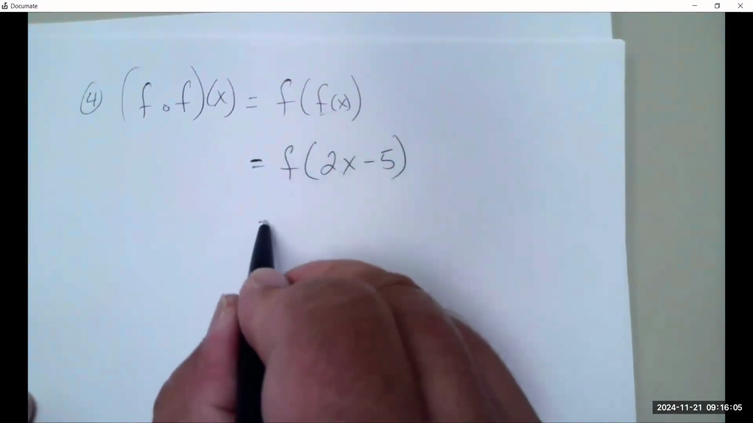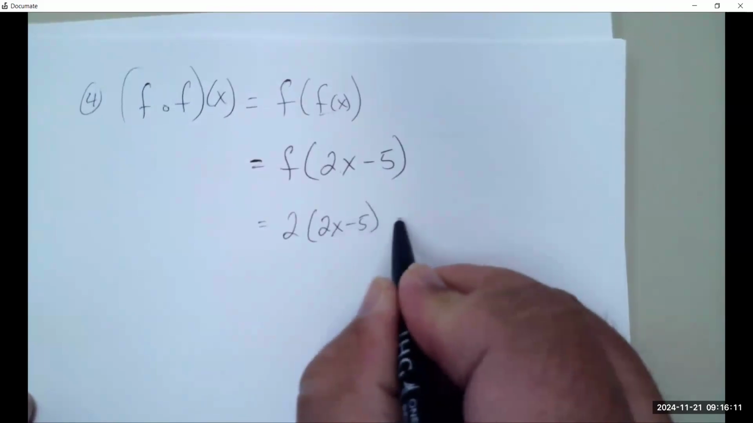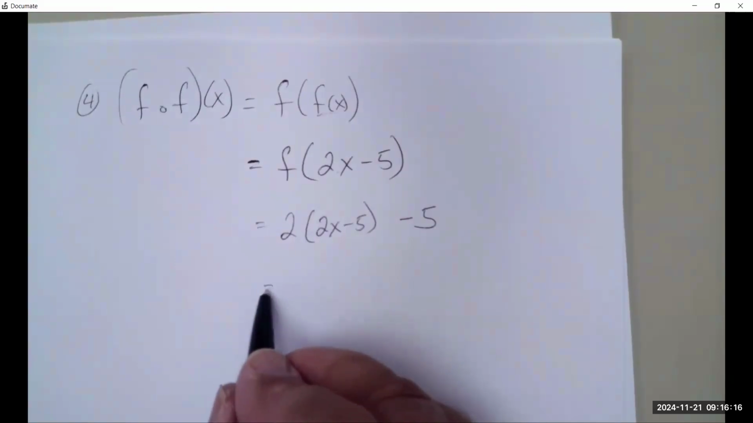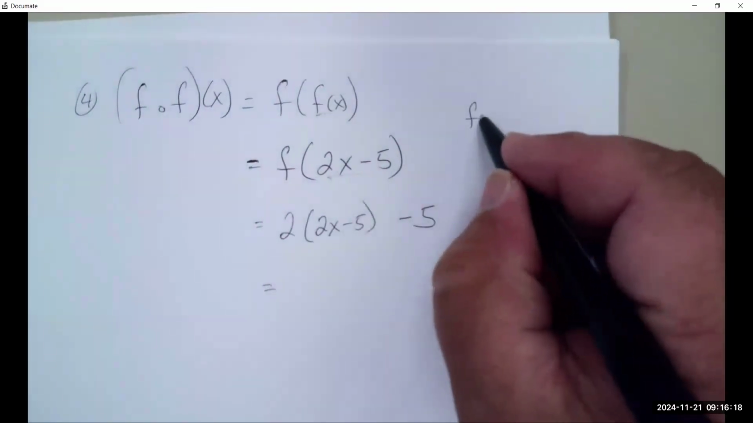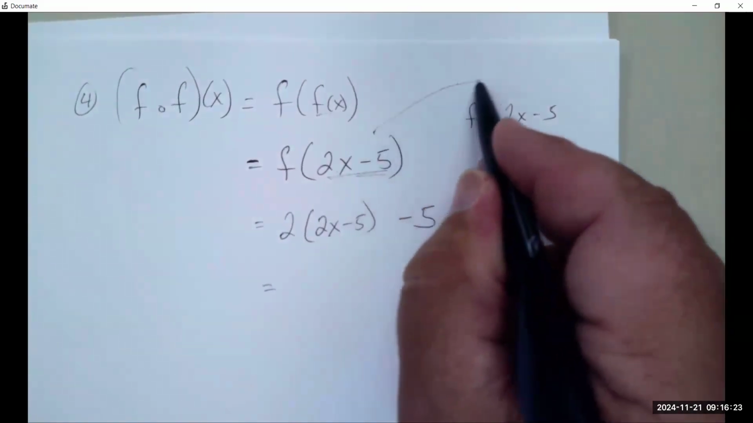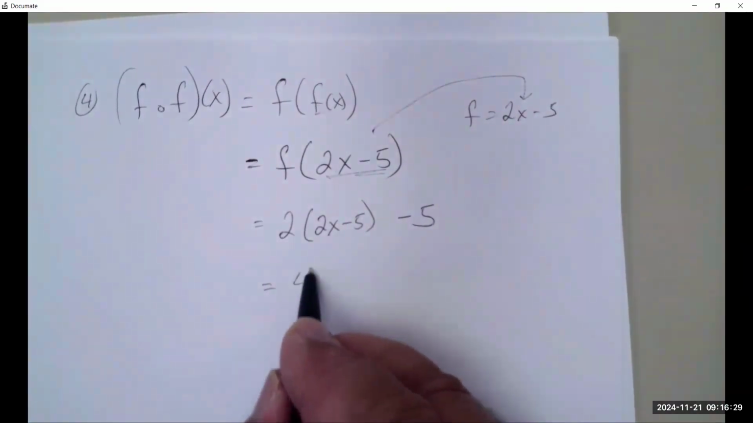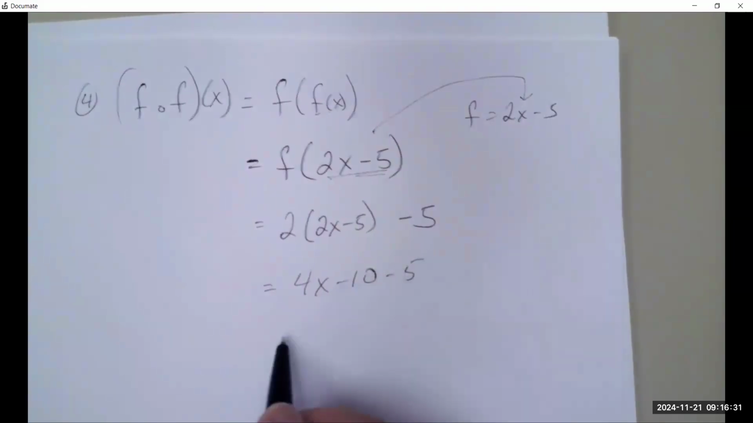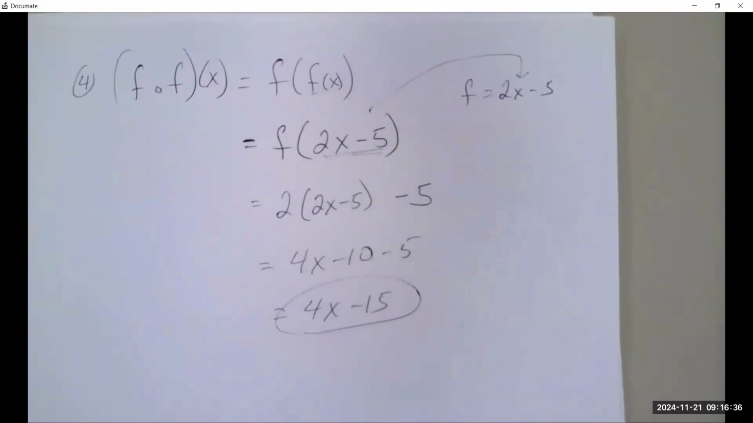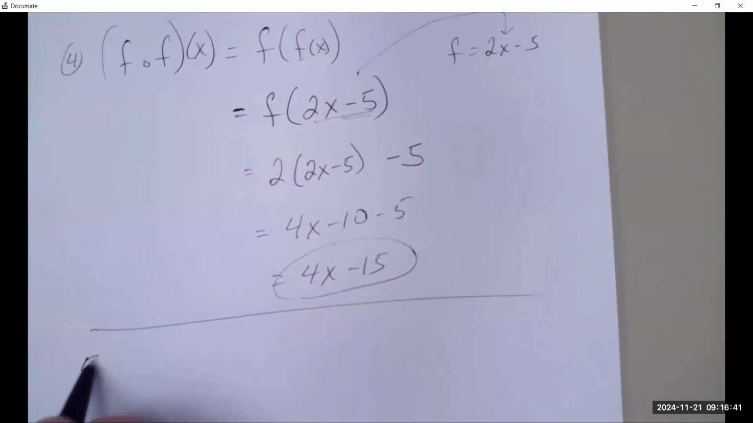So anywhere I see an X, what do I put in its place? 2x minus 5. This is my input. Remember, F of X is 2x minus 5. If my input is 2x minus 5, that goes right there. 4x minus 10, 4x minus 15. There's your answer. That's it.